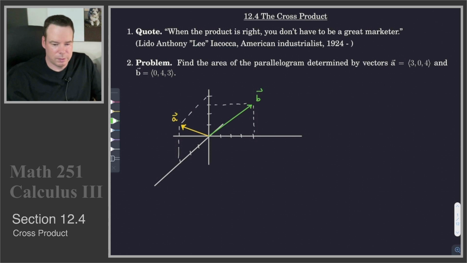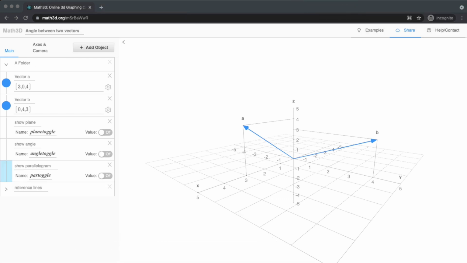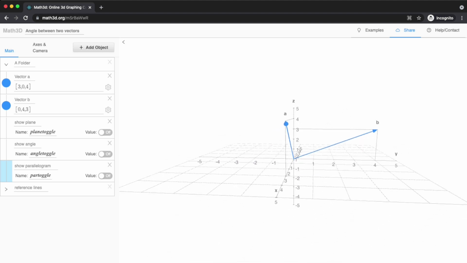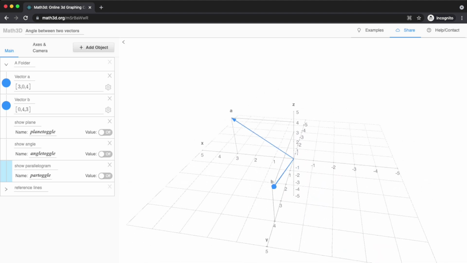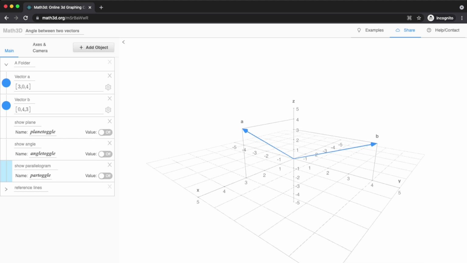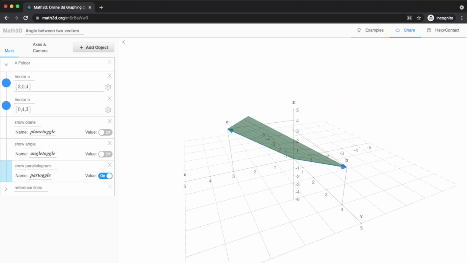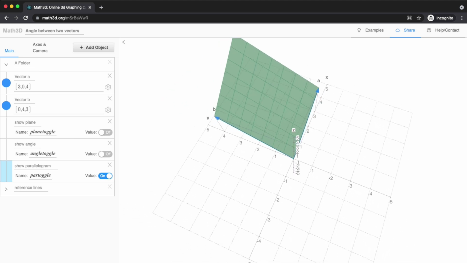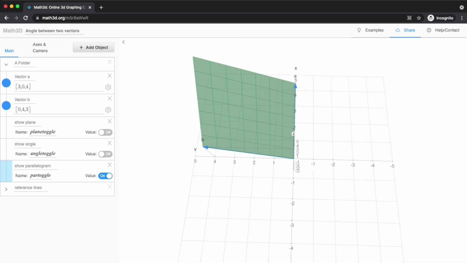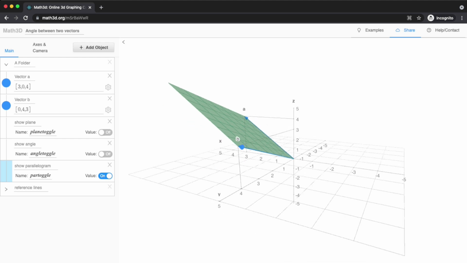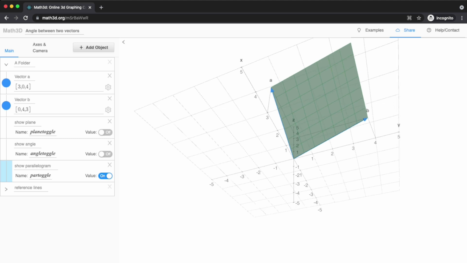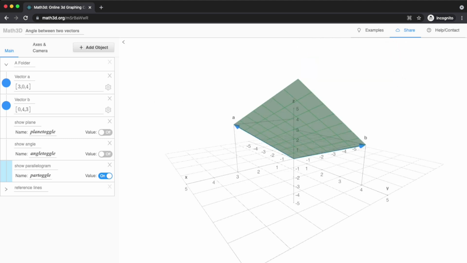Let's get a visual for this. Here we have our two vectors sketched in our three-dimensional space. The parallelogram determined by these two vectors is shown here, and that's what we're interested in finding the area of. If we look at it from the right angle, it will start to look like a parallelogram, so we're looking at it from a top-down view. That's what we want to find the area of. The way we find the area is just as we would for any parallelogram if we know some lengths and the angle between the two sides.